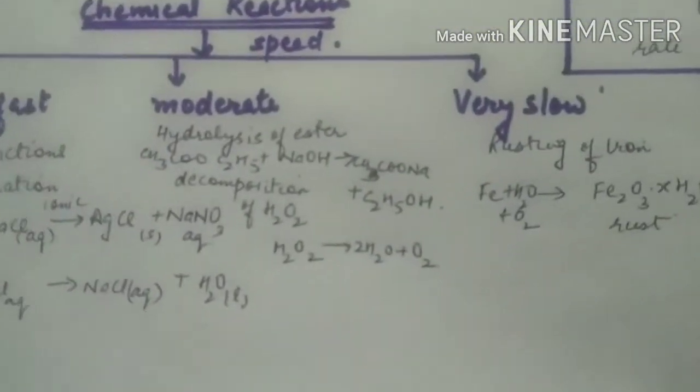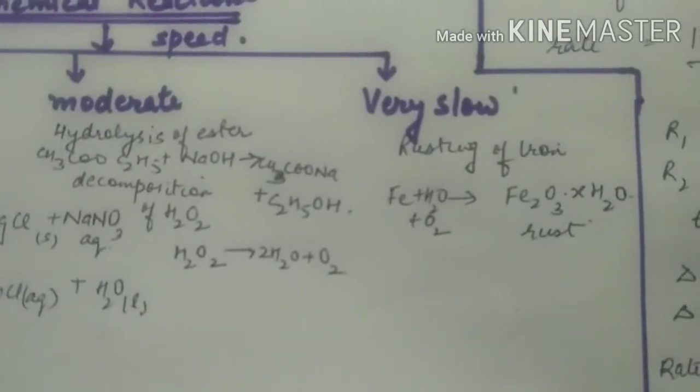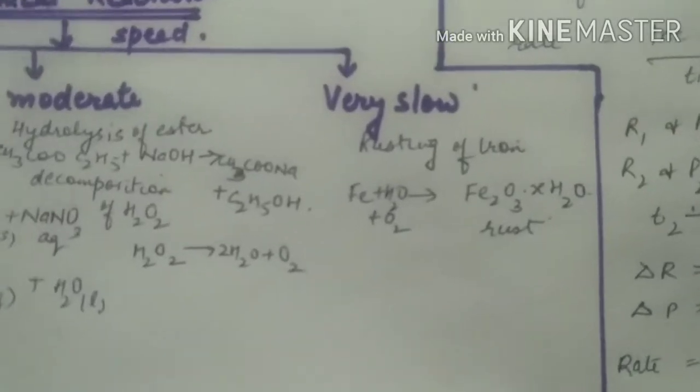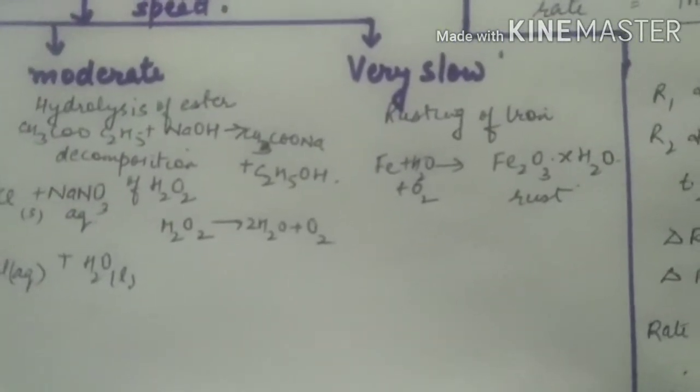In case of very slow reactions, like rusting of iron, it's so slow that you are not able to predict that a reaction is occurring. It takes lots of time to occur. An example is rusting of iron.